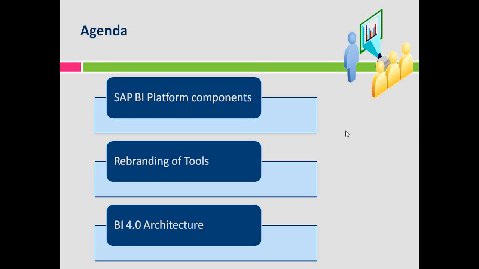I'm going to talk about the different components that exist inside this platform, and the rebranding of the tools, meaning how these objects have been termed compared with previous versions. What is the equivalent object in the SAP BI 4.0 platform, what equivalent component existed in version 3.0, and what is it now called in XI 4.0. Lastly, I'm going to talk about the architecture of XI 4.0.